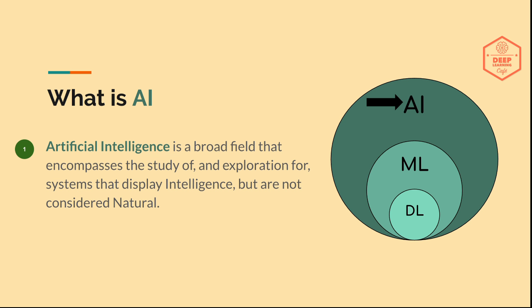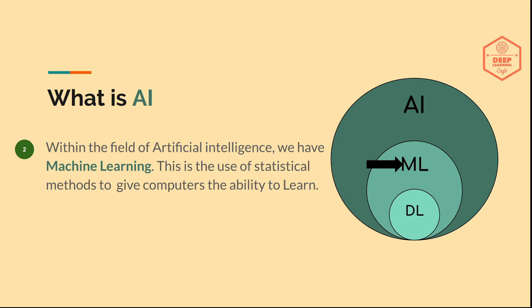Okay, so to start you off with the background, what is AI? The definition I came up with here is that artificial intelligence is a broad field that encompasses the study of and exploration for systems that display intelligence but are not considered natural. So in this case, we're talking about our computers, right? Computers are unnatural, and we're trying to see if we can make them a little bit more intelligent than they are already. And within the field of artificial intelligence, you get what's called machine learning.